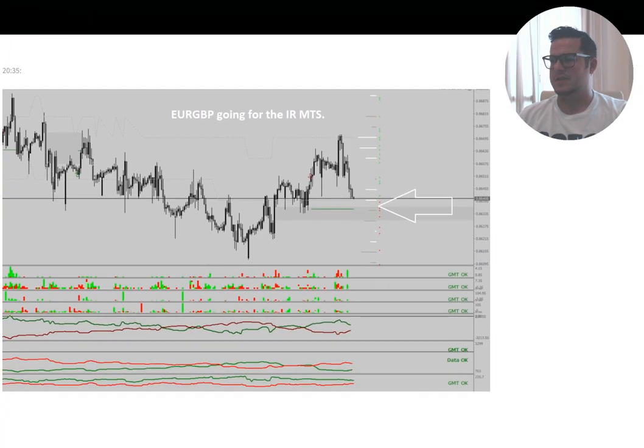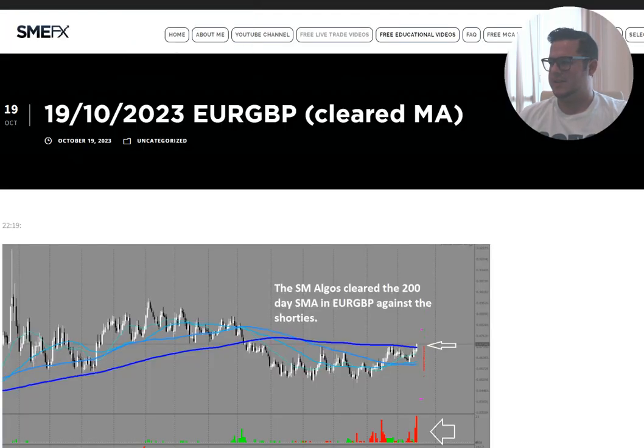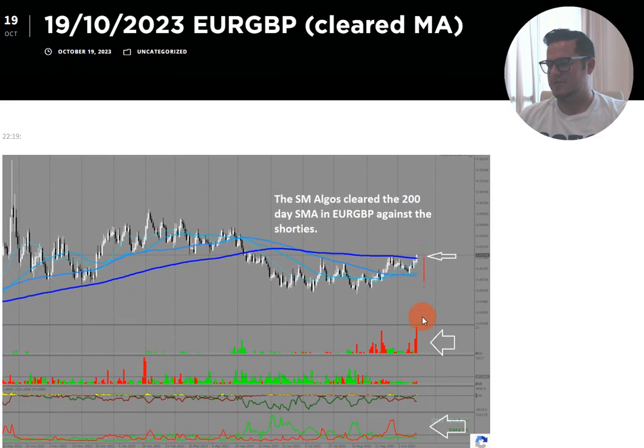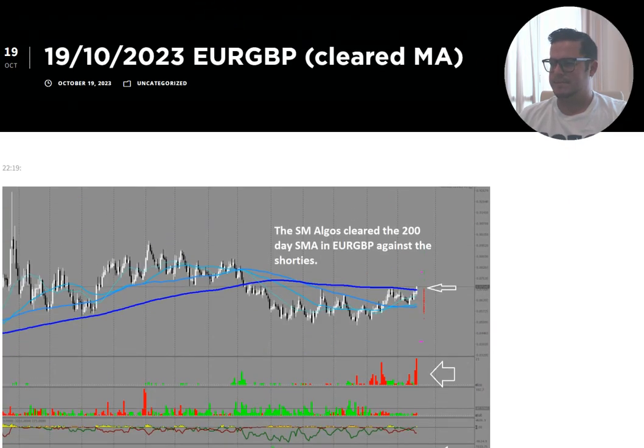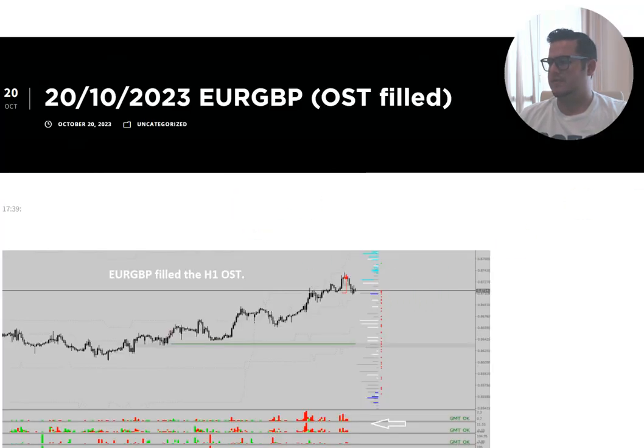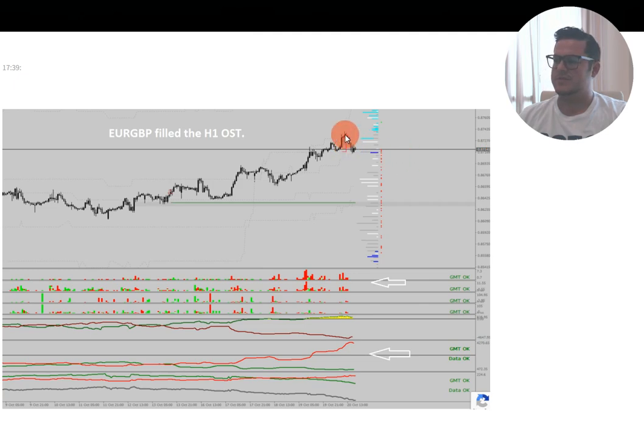Euro pound took the lower MTS as expected, and then went up again against the new shorties during the week. Note how they took the 200-day moving average, and they cleared up all the highs, 1, 2, 3, 4, 5, this plateau, and the 200-day moving average against the shorties with this up move, to really take them out. And then at the end of the week, it took this option strike signal, which had a very close target though.